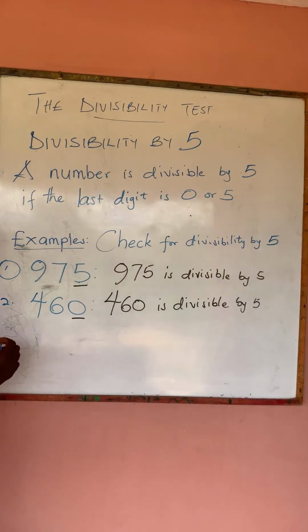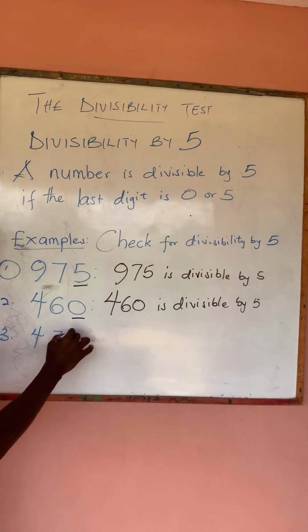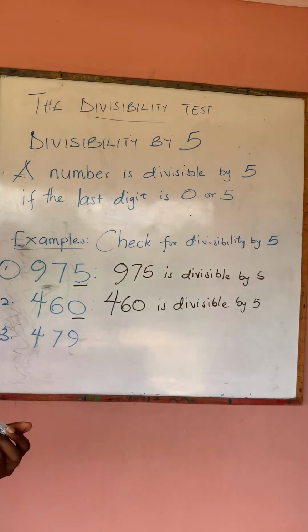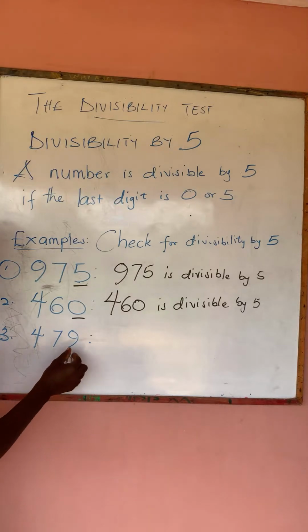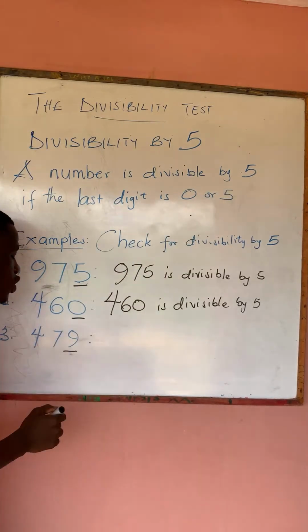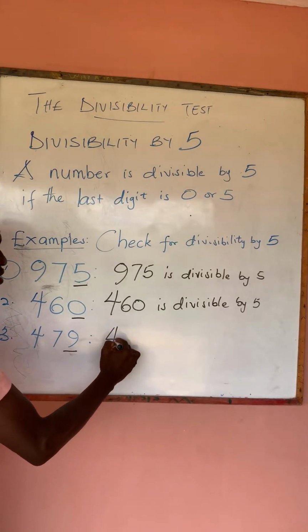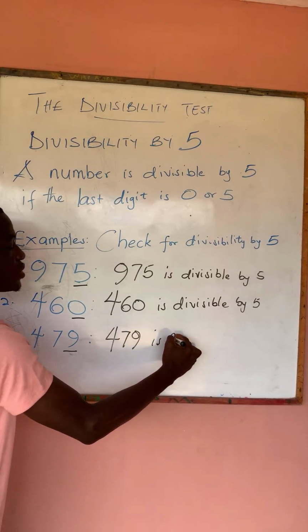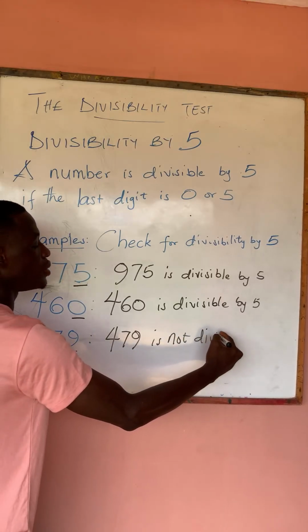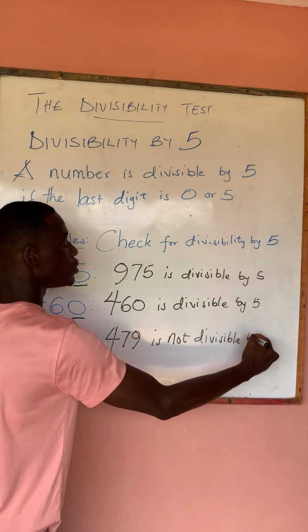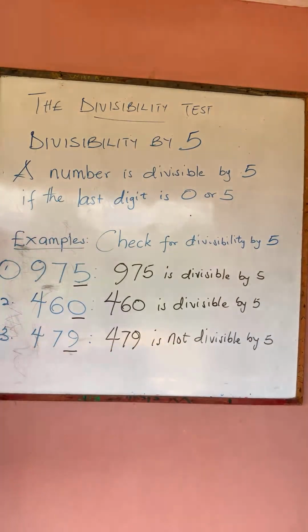Alright, let's take the next example. 479. Check whether it is divisible by 5. So you can see that the last digit here is 9, which is not 0 or 5. So you conclude straight away that 479 is not divisible by 5. Do you understand? Alright, then our last example.